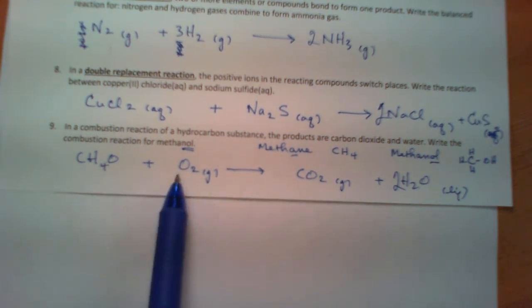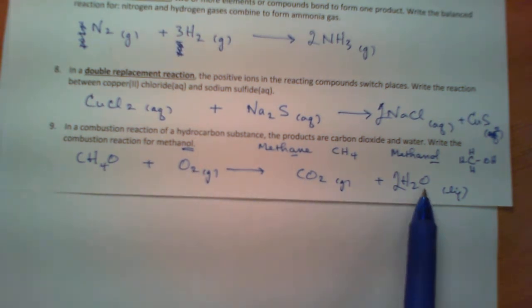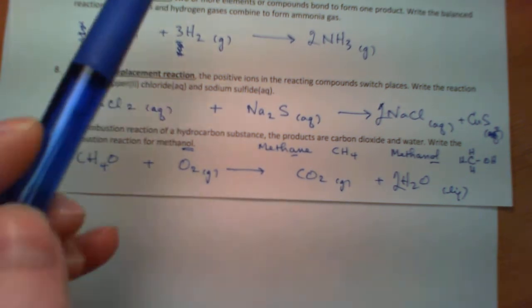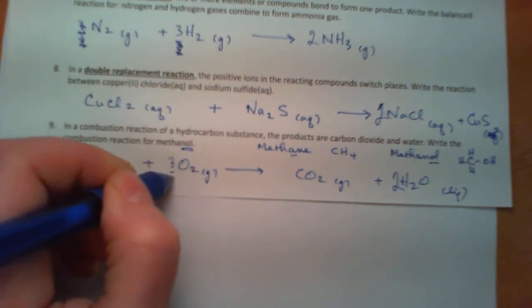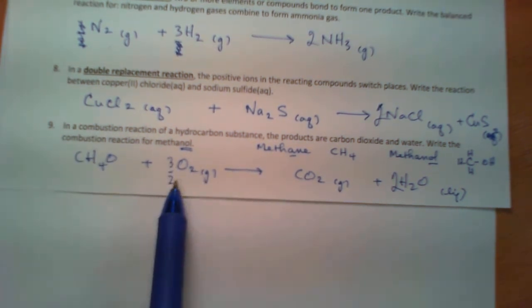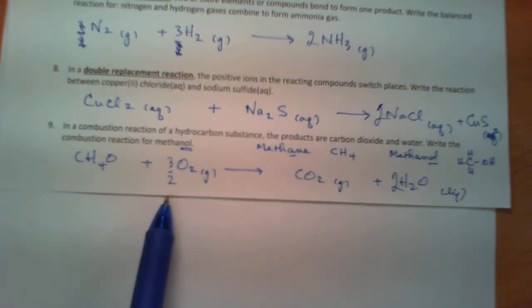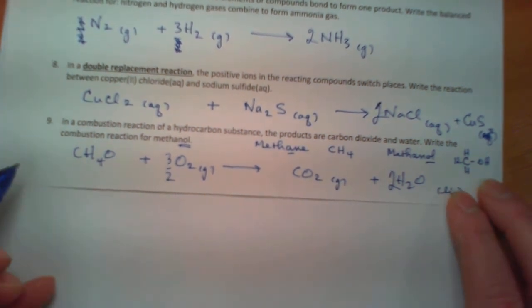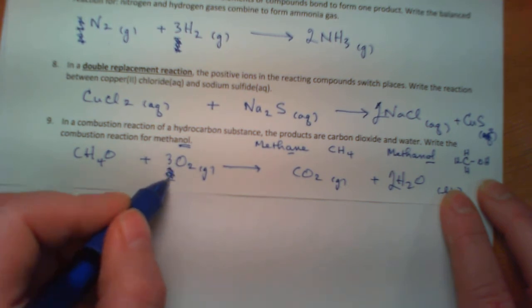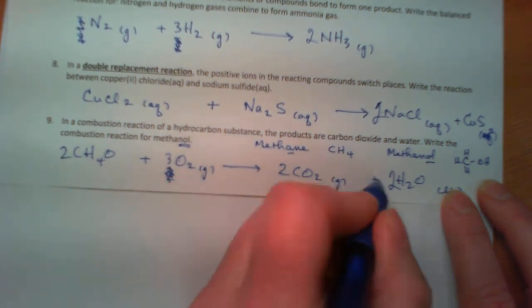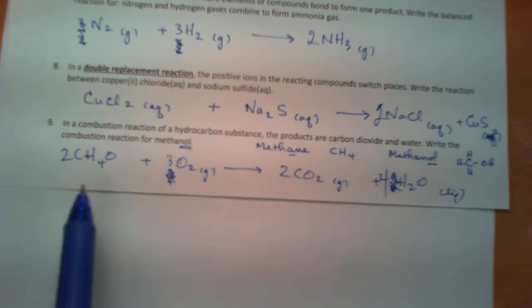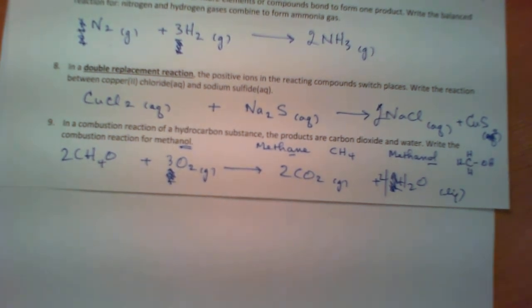So I have 1, 2, 3 over here, and over here I have 1, 2, 3, 4. So I need this to be a 3. So if I do this, 3/2 of 2 is just going to be 3. But I don't want that fraction, so I'm going to multiply through everything by 2. That will make that a 3, this a 2, this a 2, and this a 4. And now everything is balanced, and so my coefficients are 2, 3, 2, 4. And that's it, folks. All done.